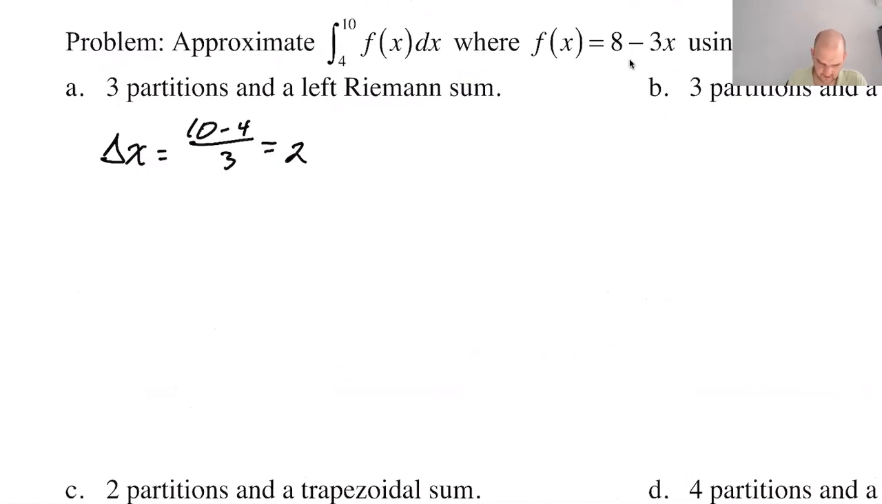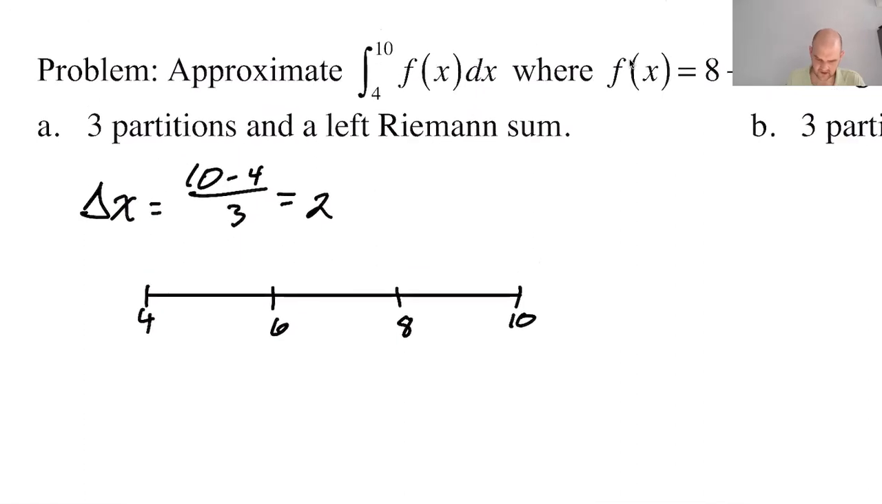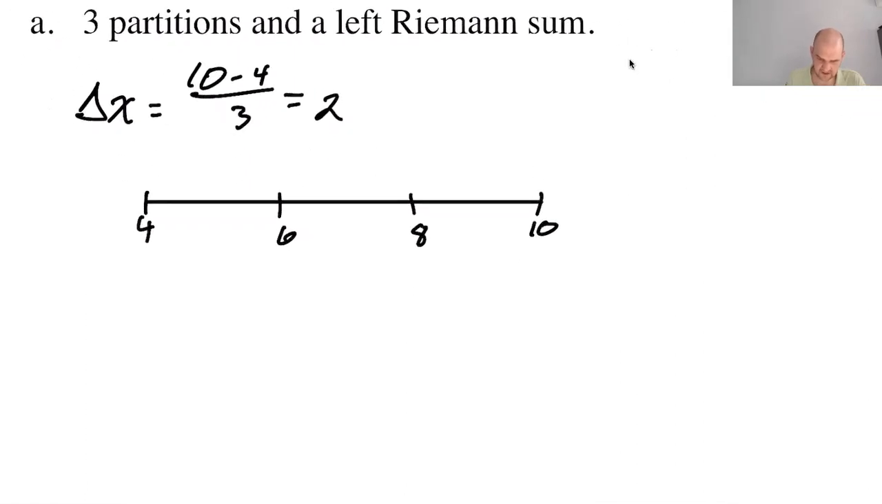So here, let's draw it out. We're going from 4 to 10, and we're doing 3. So here and here. We count by 2s, so it'll be 6, 8, 10. And we're doing a left Riemann sum. A left Riemann sum means we're doing like this, this, and this. All right, we got this.